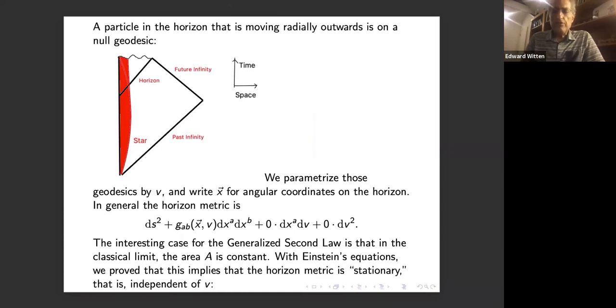Now, we used Einstein's equations to prove that if the area is constant, that means the metric is stationary. That means independent of v. I won't repeat the proof, but I just remind you that we use Einstein's equations to prove that. And at the same time, we also explain the proof of the Hawking area theorem, that if the area isn't constant, then it's increasing.